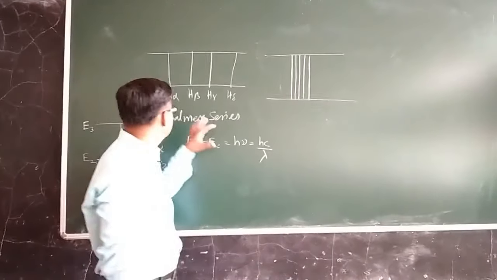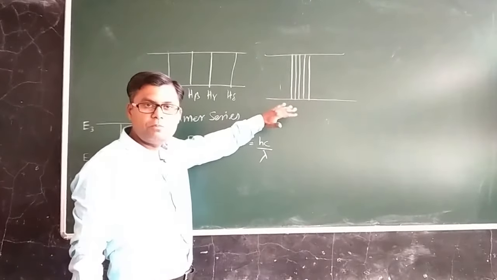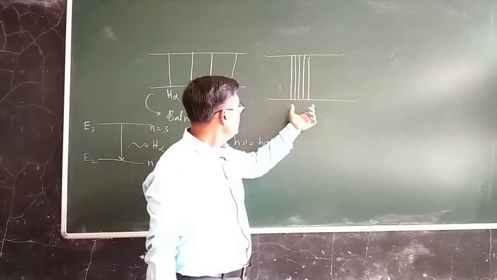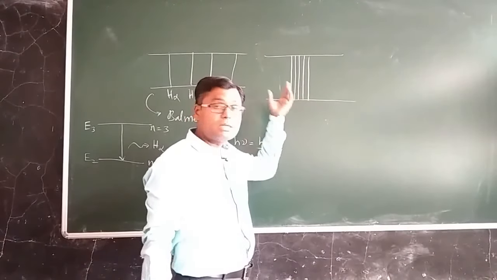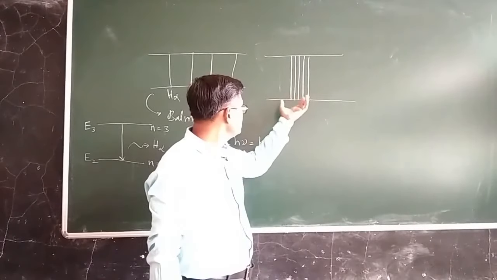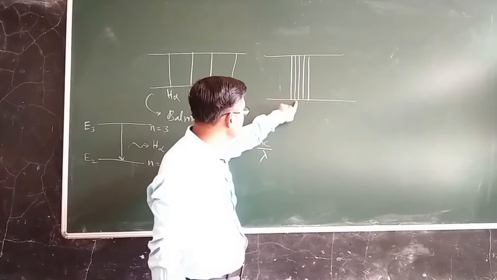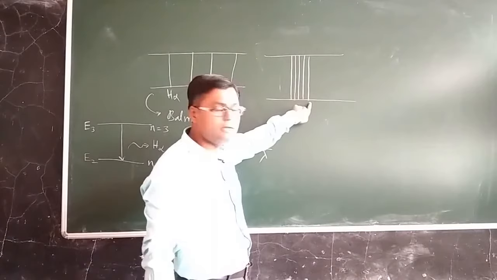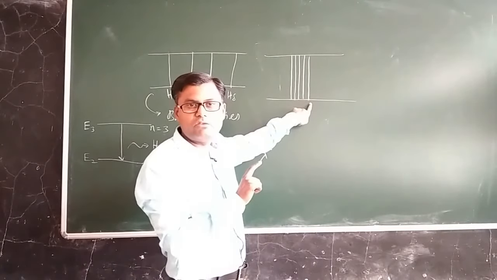But when this H alpha line was observed with the help of a high resolution spectroscope, it was realized that it is not a single line, but rather a group of 5 lines which are very closely separated. But still there is some separation, right? If there is some separation, it means that the wavelength of each of these lines is different. This is not a single wavelength, right?